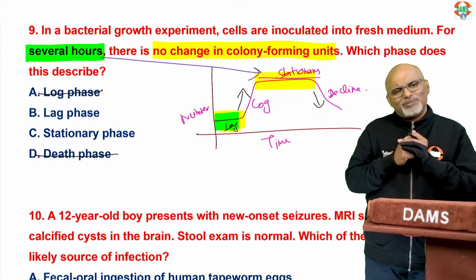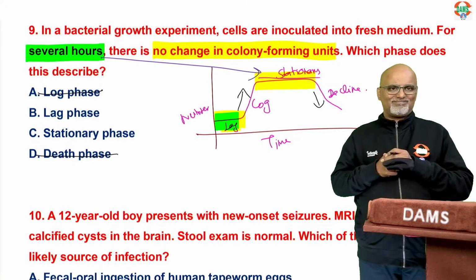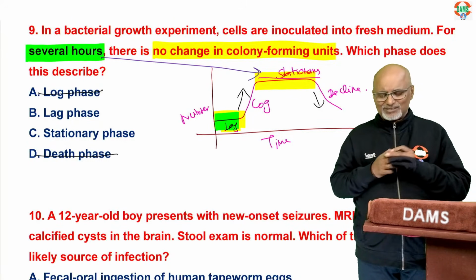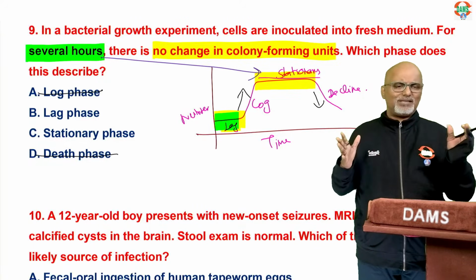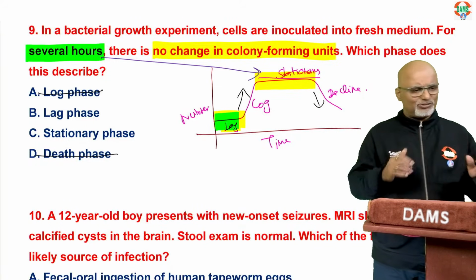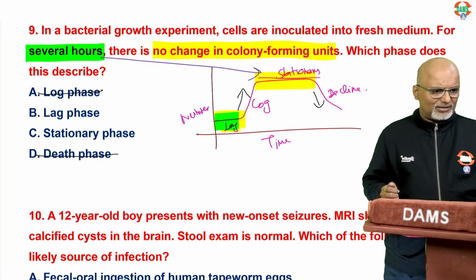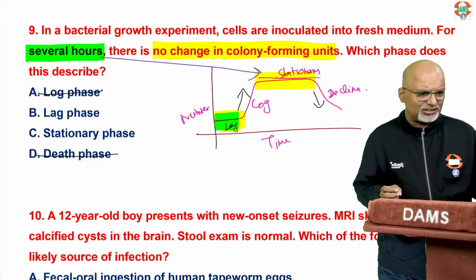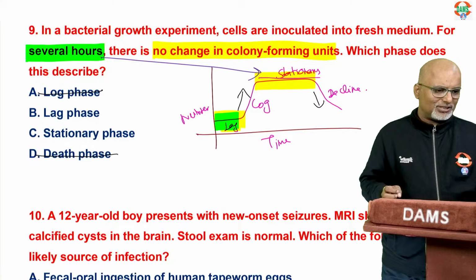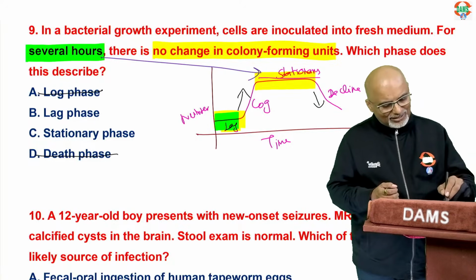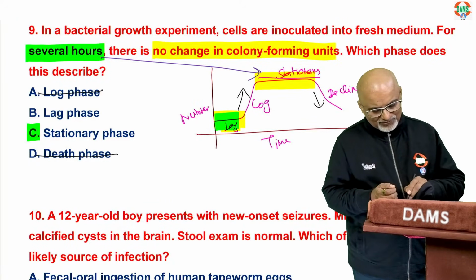Several hours, it cannot be lag. After some period of time it starts multiplying, after multiplying it becomes stationary, then it is going to die. Meaning lag is not possible. Yes, Anshita Jain, you got it? So now I can say the answer is stationary phase.